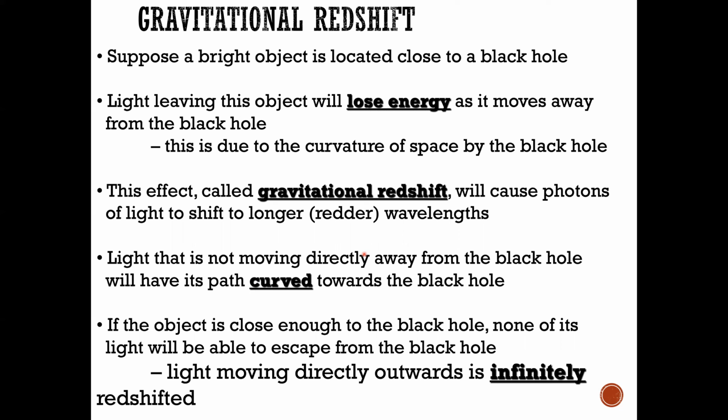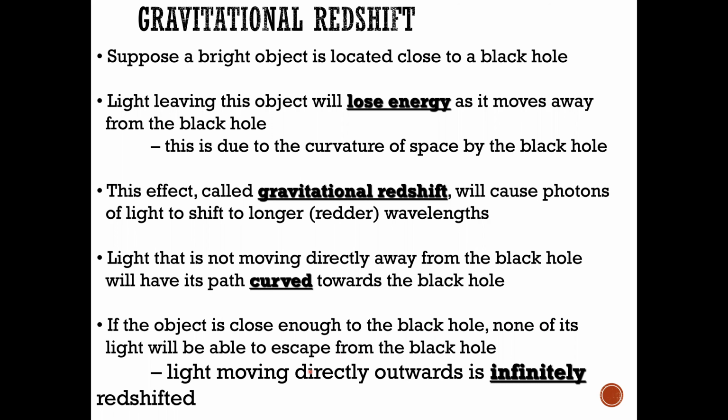The light that is not moving directly away from the black hole will have its path curved towards the black hole. This is what happens. The light will get curved, and because of that it will be redshifted, right? And if there is an object that is close enough to the black hole, none of its light will be able to escape from the black hole.